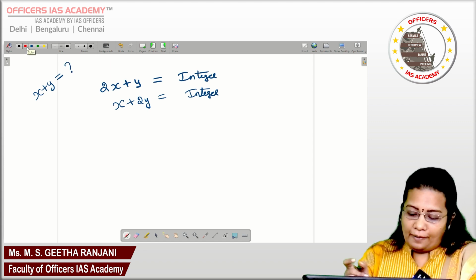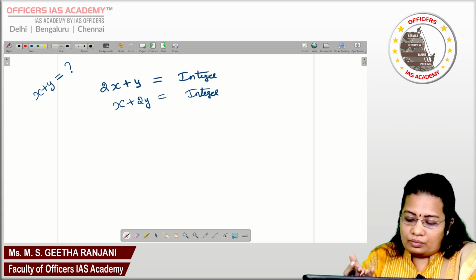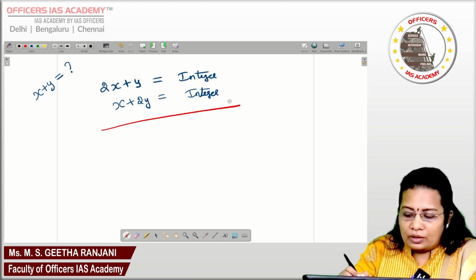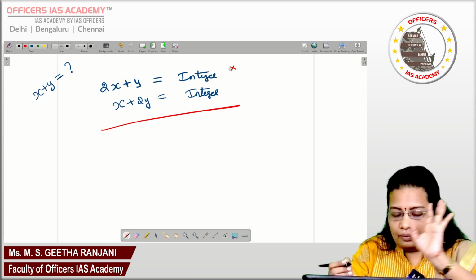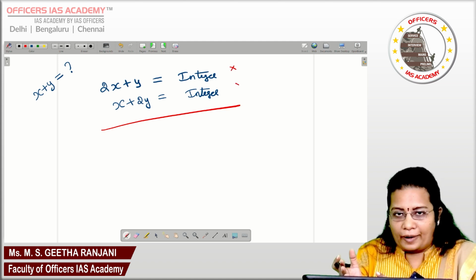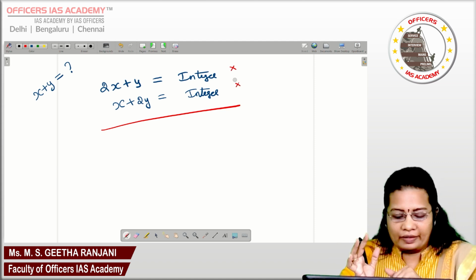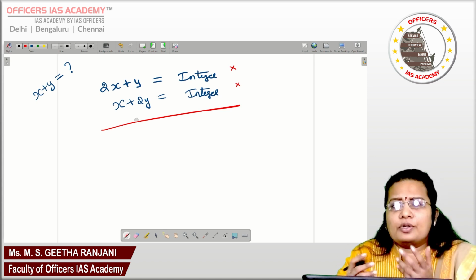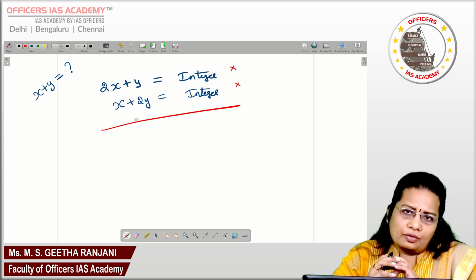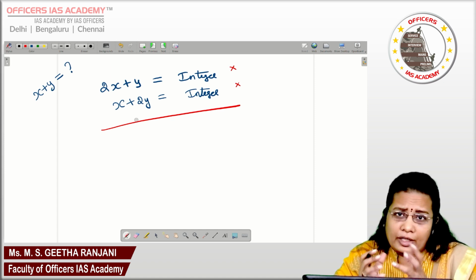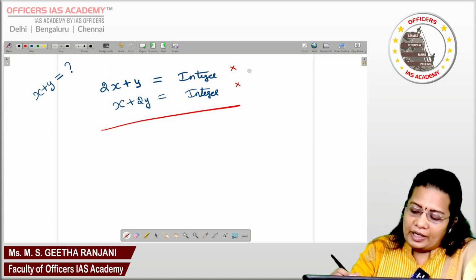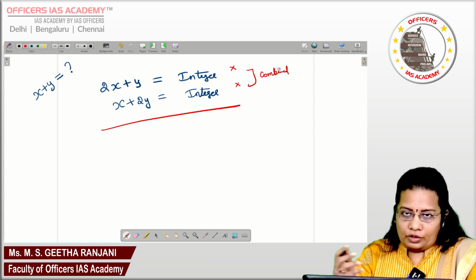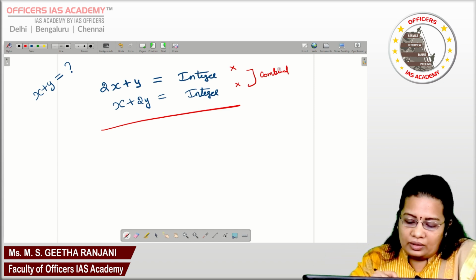We don't know what the values are, so let's assume any one integer at this place. Statement 1 alone is not sufficient to get the answer, because 2x plus y is given but the value is not given. How to get x plus y? No way. And the second one, x plus 2y is an integer, is not sufficient to get x, y, or x plus y. Okay, let me take both together.